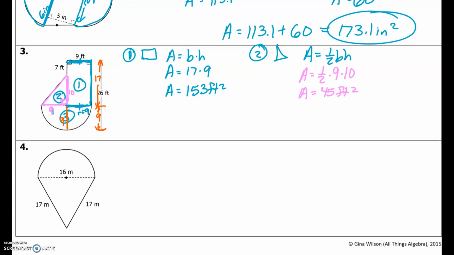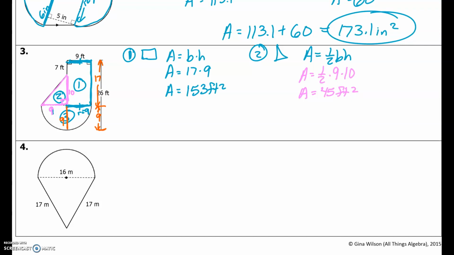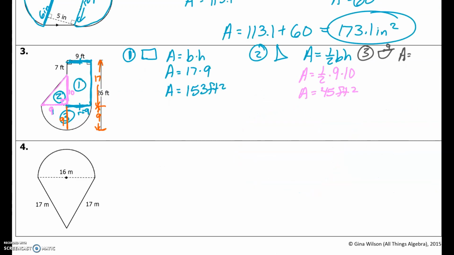Let's go ahead and take a look at the next one, which I'm going to do in gray. The next one is a semicircle, and from here out, it's just going to be 9 as our radius. I need the area of a circle, which, if you keep your paper from the last lesson, you can go ahead and take a look.